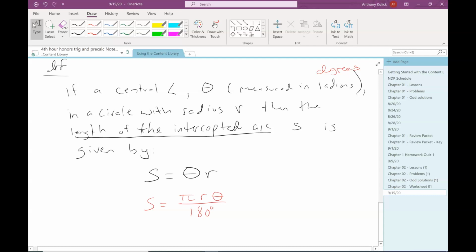So I gave two different versions of this definition. One where the angle is in radians, that's the stuff in black, and one where the measure of theta is in degrees, that's the stuff in red. Rather than rewriting a whole definition, I just changed the one word that I need to change and wrote it in red. Is everybody okay with that? Now, compare those two formulas. Does that make sense?